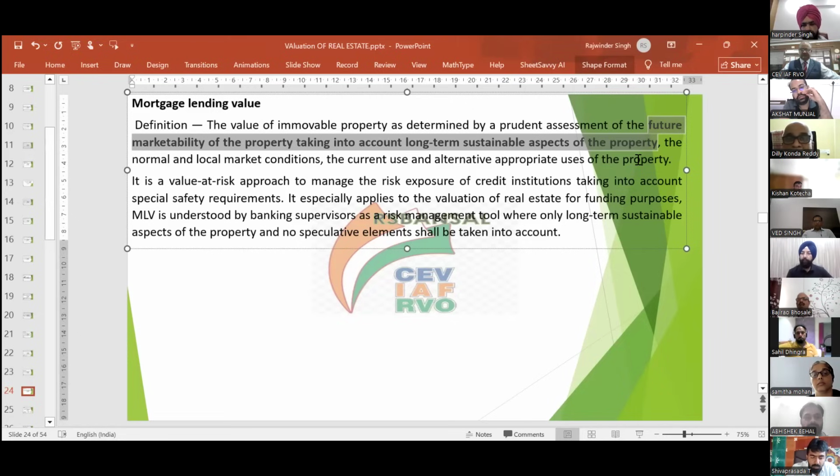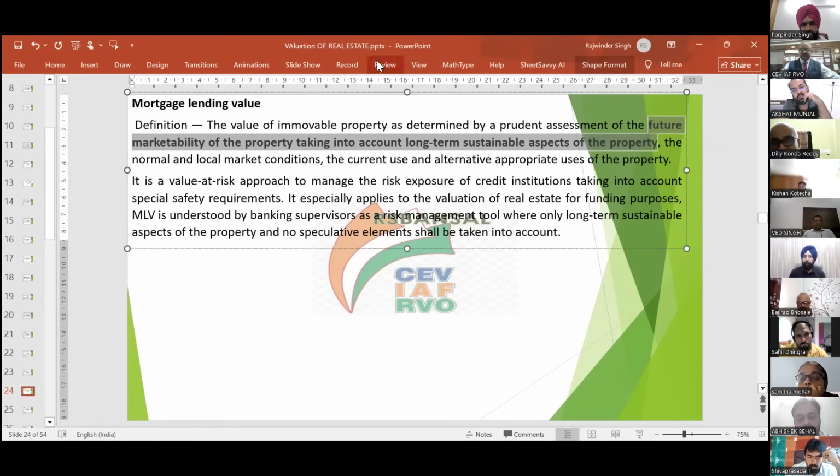You have calculated the value of the property as, let us suppose, 20 lakh. And they will not give the full 20 lakh to the client. They have a certain LTV, loan to value ratio, maybe 65%, 75%. Means they will give only 14 lakh, 15 lakh. Because they think in the coming future, the value may decrease.